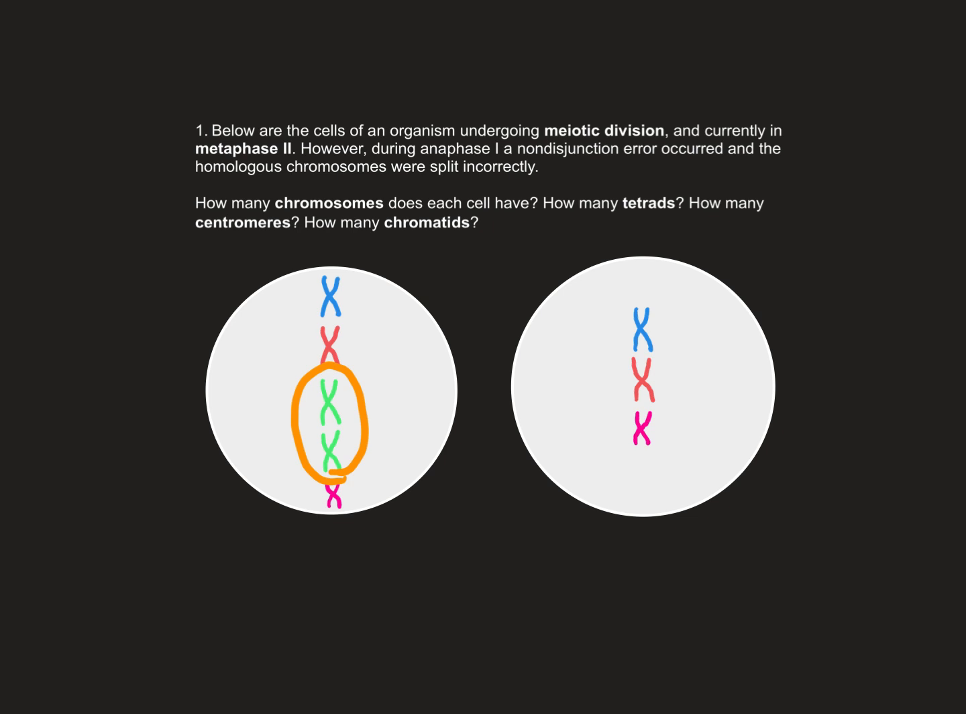So our first question is asking, how many chromosomes does each cell have? And this is pretty straightforward. Each of these are one chromosome, and even though you might be tempted to count them as two because they are replicated and contain two sister chromatids, they're each one chromosome. So cell number 1 here has 1, 2, 3, 4, 5 chromosomes, and we will write that down. And cell number 2 here has 1, 2, 3 chromosomes.